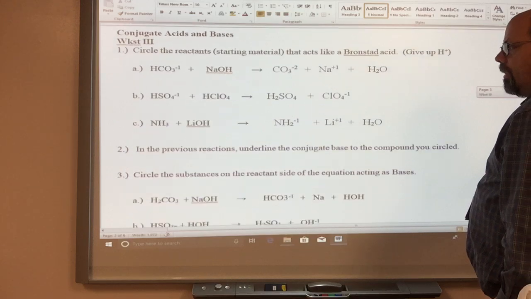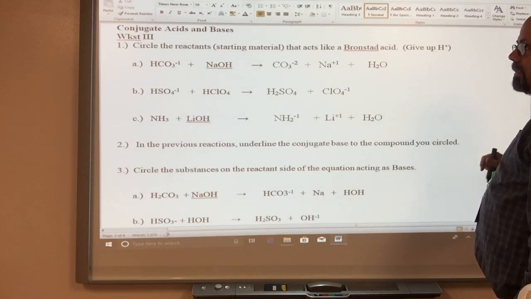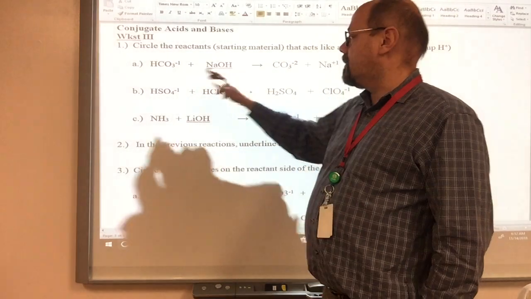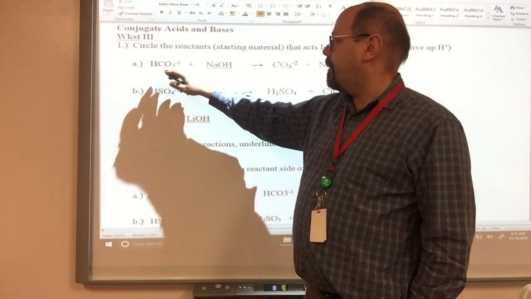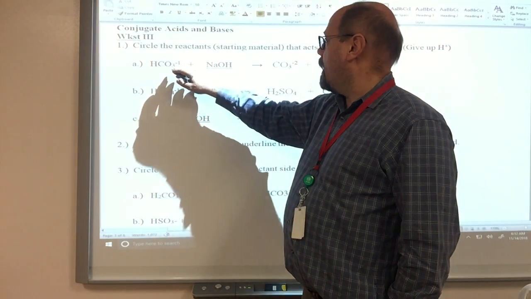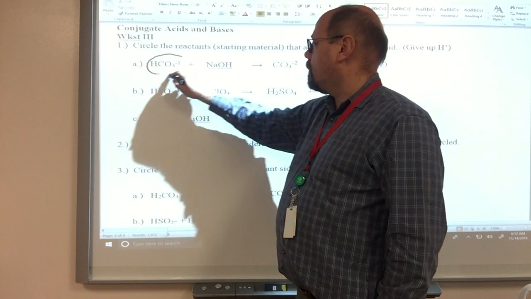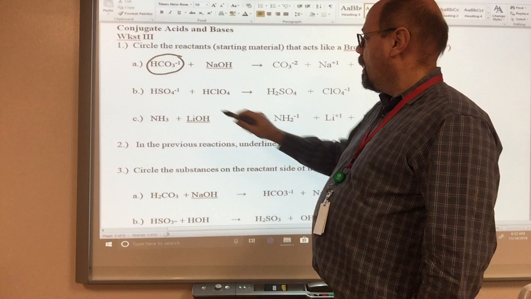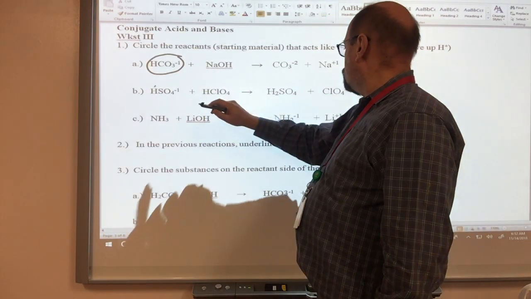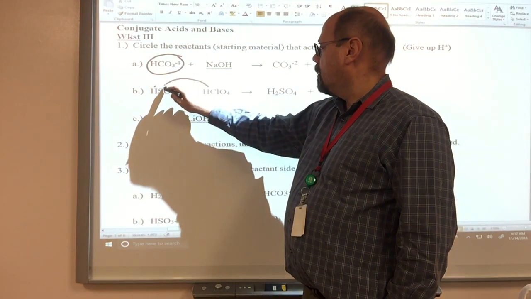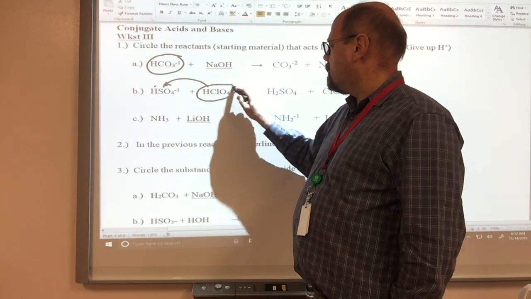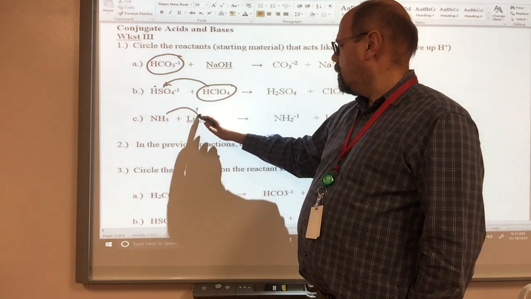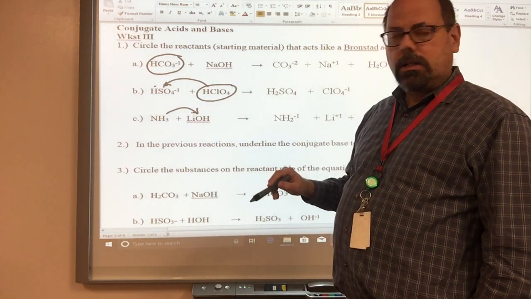Okay, let's go on to conjugate acids. Notice this is asking, what's the starting material that acts like an acid? An acid gives up H, so if I look over here, the thing that gives up H is HCO3. So here's the reactant in the starting material that acts like an acid. This is giving an H to this to become water and sodium. This one's giving the H that way. So here's the one that's the acid. That is giving the H over here to OH to become water. So this one is the acid.